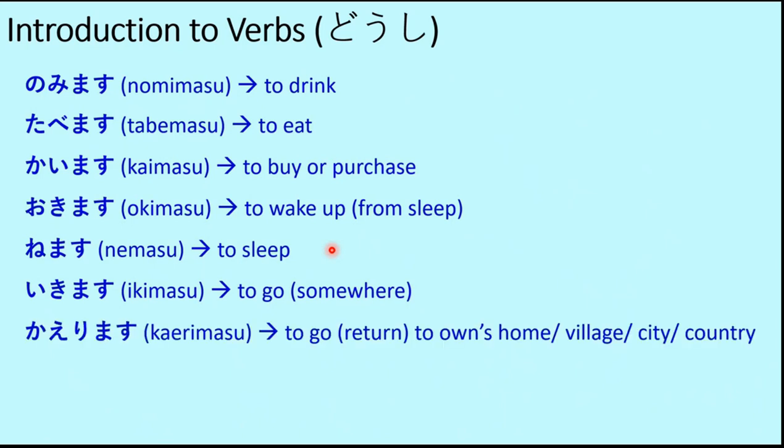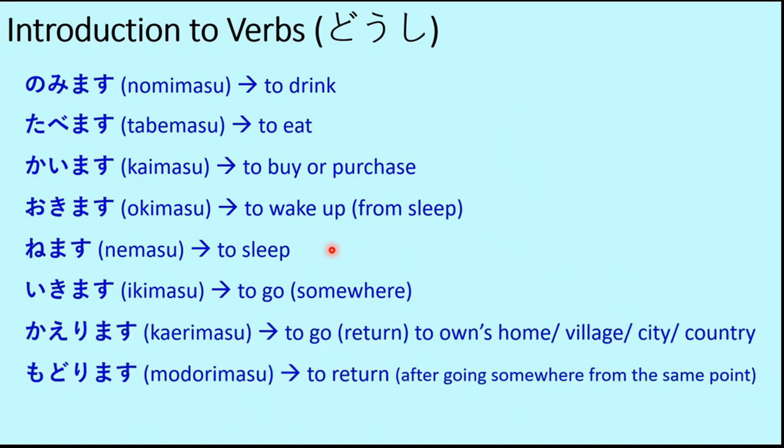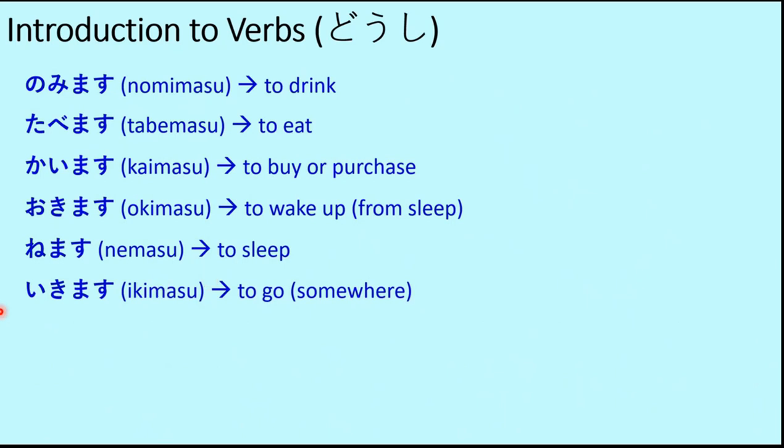Ikimasu, kaerimasu, and modorimasu. These three are extremely important because these are similar in meaning but have significant differences from one another. The first one is ikimasu. Ikimasu means to go, and it comes from the root verb iku. Iku becomes ikimasu in the formal form. So ikimasu means to go somewhere.